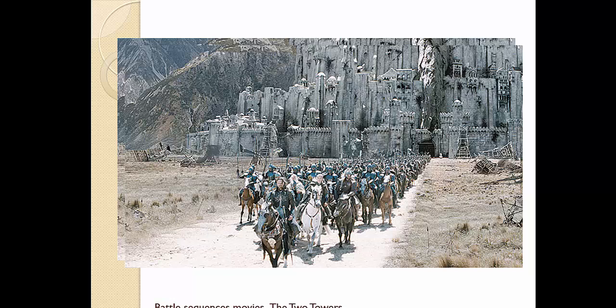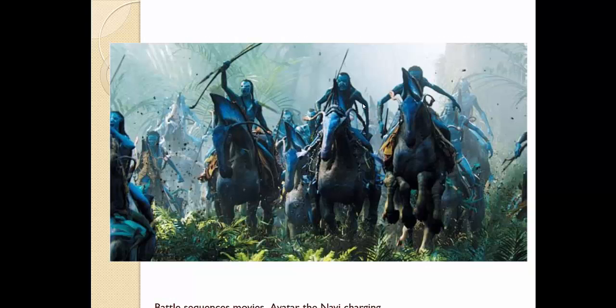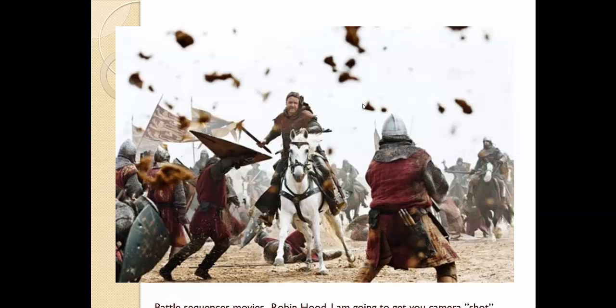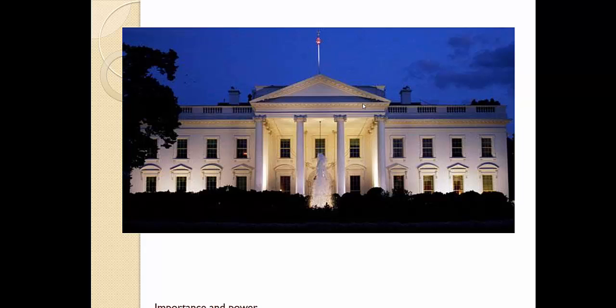And then, of course, after this, another attack sequence, Avatar, right? 1 point again, coming straight at us, running towards us. Back to Robin Hood again, 1 point. Now, important buildings.